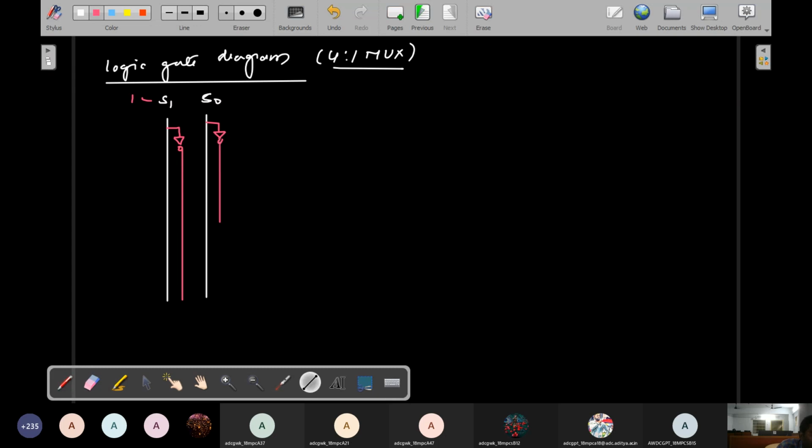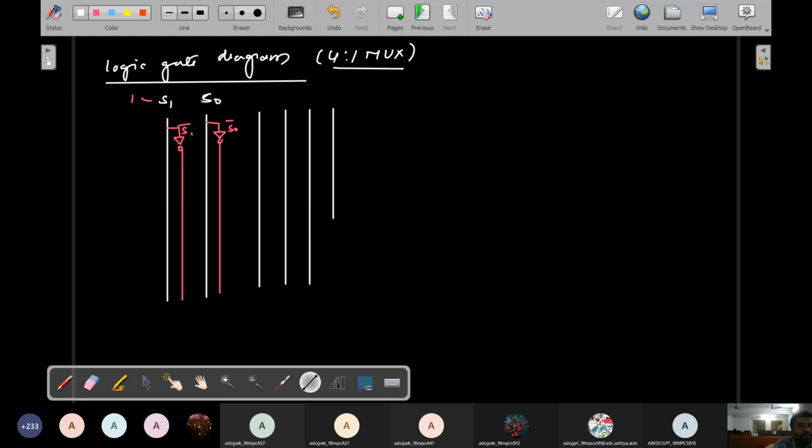So these are also S naught bar. This represents S naught bar. This is S1 bar. Okay. So similarly, I'll take another. Now 4 data inputs I'll write here. This is D0, D1, D2, D3. Okay, simply I take, so this is D0, D1, D2, D3.